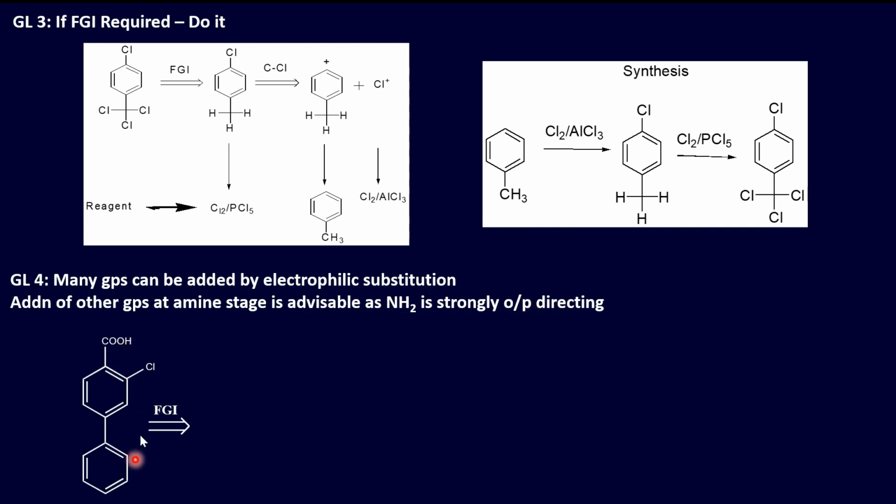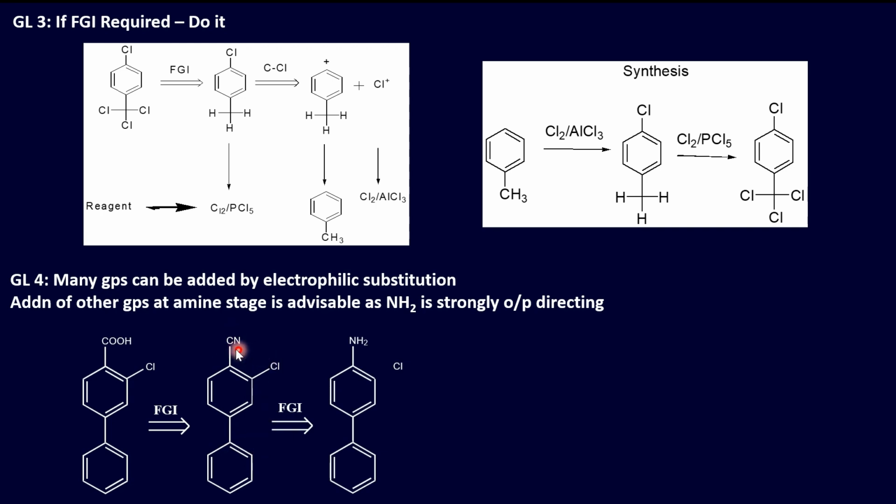I take this molecule to be synthesized, orthochlorobenzoic acid. Carboxylic acid group directly I cannot introduce as carbon dioxide is a weak electrophile. I'll do functional group interconversion. I'll replace this by CN. CN is CN minus and benzene is also electron rich. I cannot add directly the nucleophile over here. That's why what I have to do, I have to again do functional group interconversion. Instead of CN, I will introduce NH2.